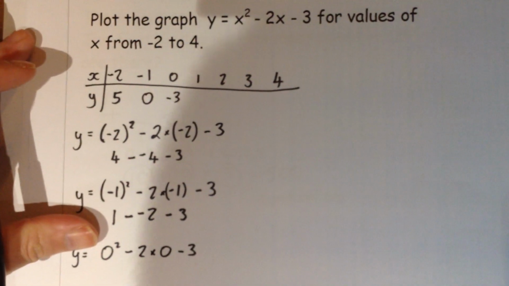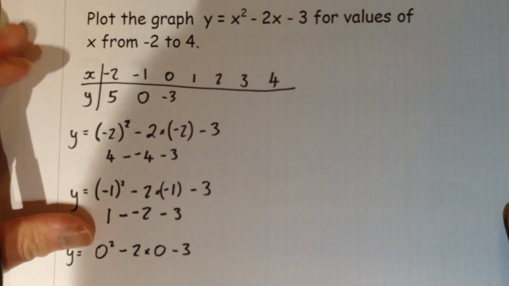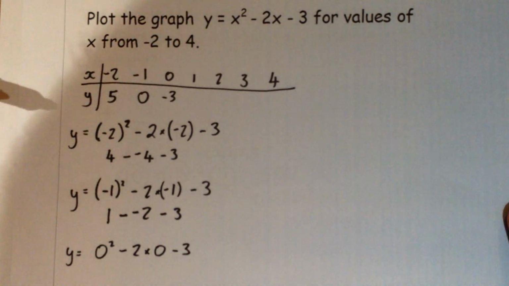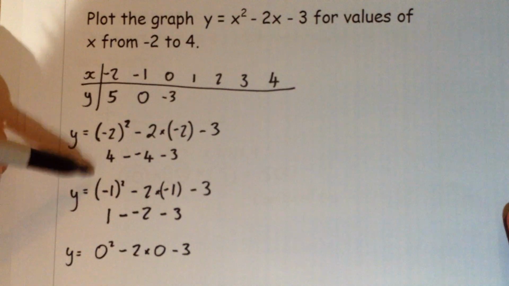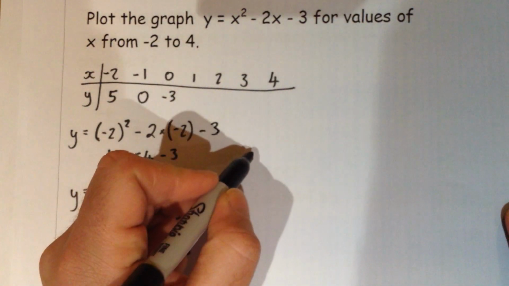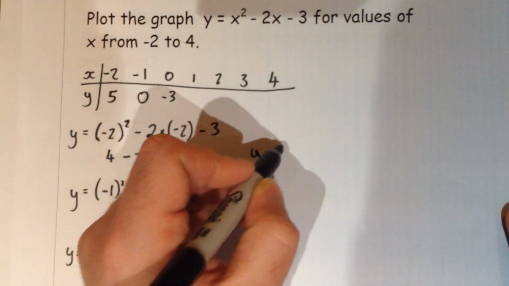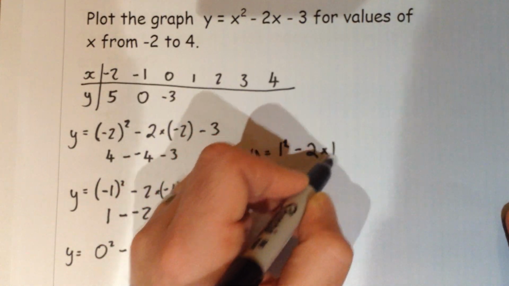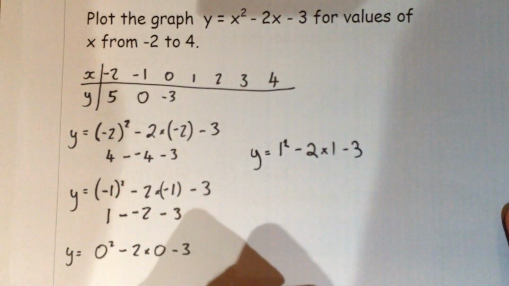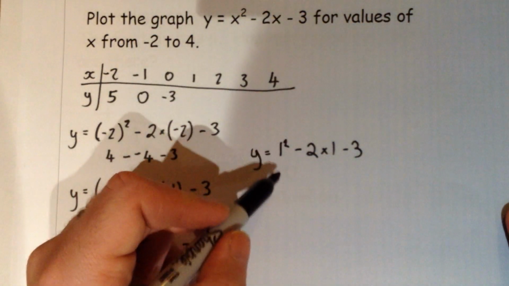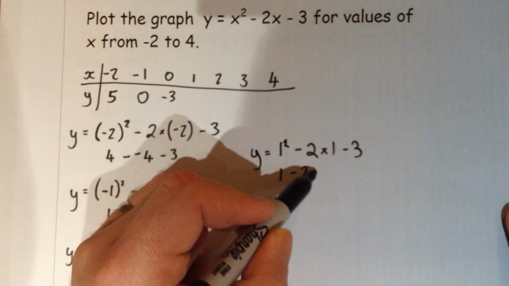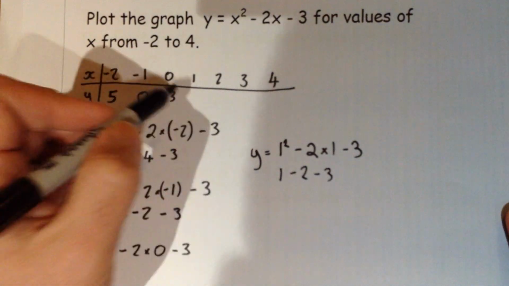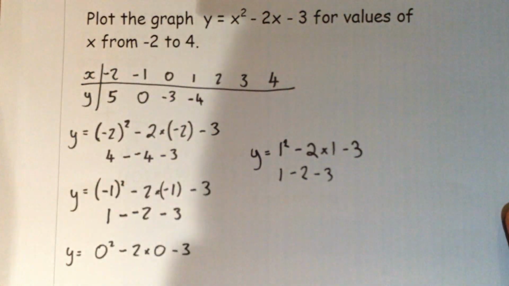And then I'm just going to keep doing the exact same thing. Obviously with the positive numbers we don't need to put the little brackets round. So just as one final example, if we were to say y equals 1 squared minus 2 lots of 1 and take away 3. Here we get 1, take away 2, take away another 3, so that gives us minus 4.